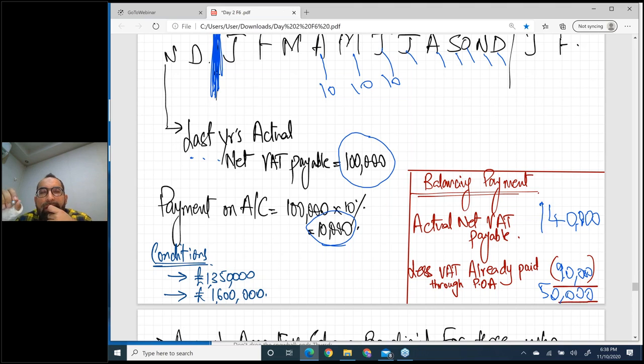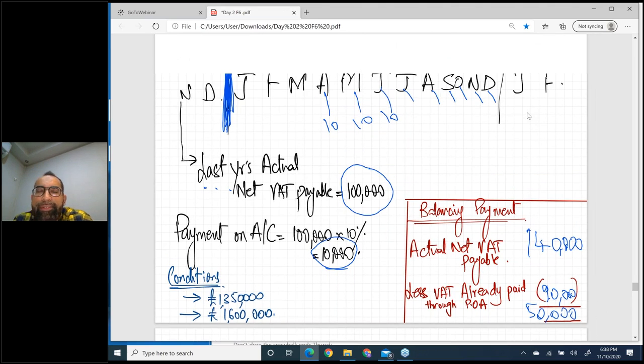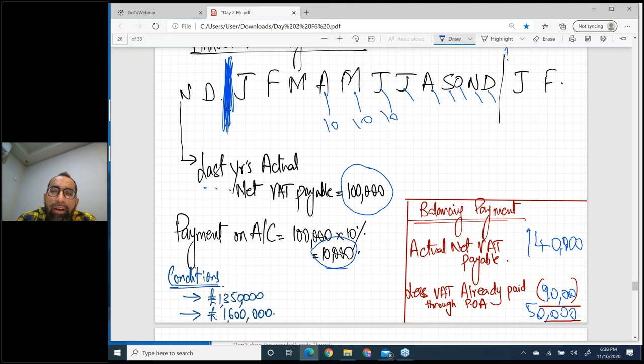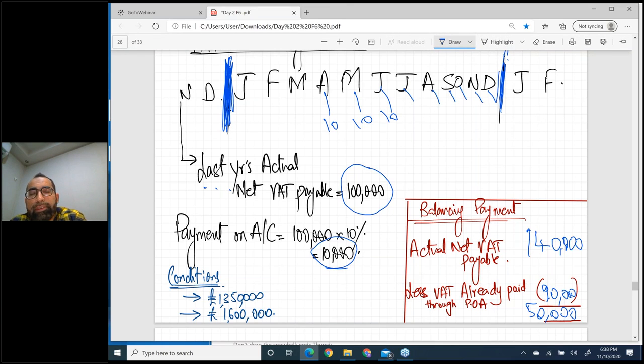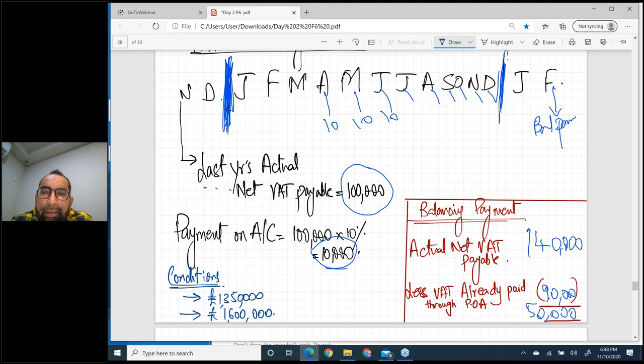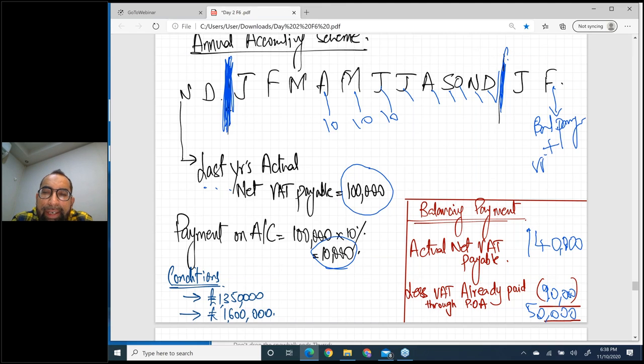Now students may ask, respected sir, kindly tell me what is the due date of this balancing payment. We joined the scheme in January, so after completing 12 months, you have 2 months. That means by the end of Feb, you have to pay the balancing payment plus the VAT return.